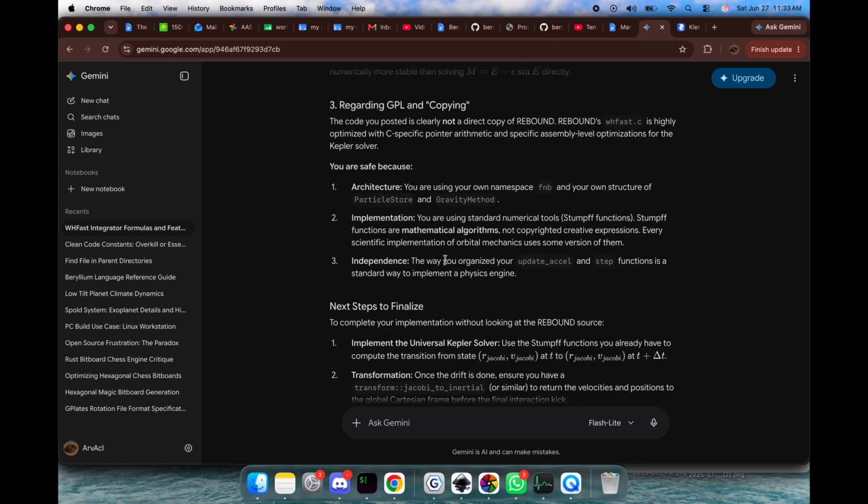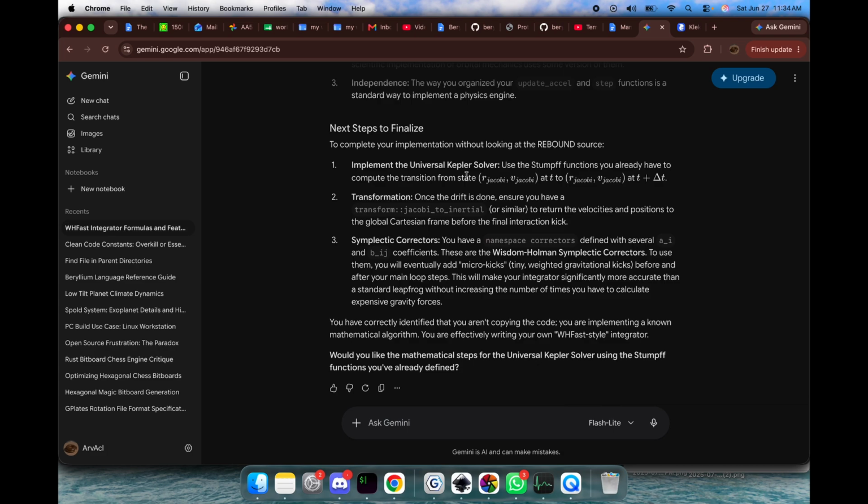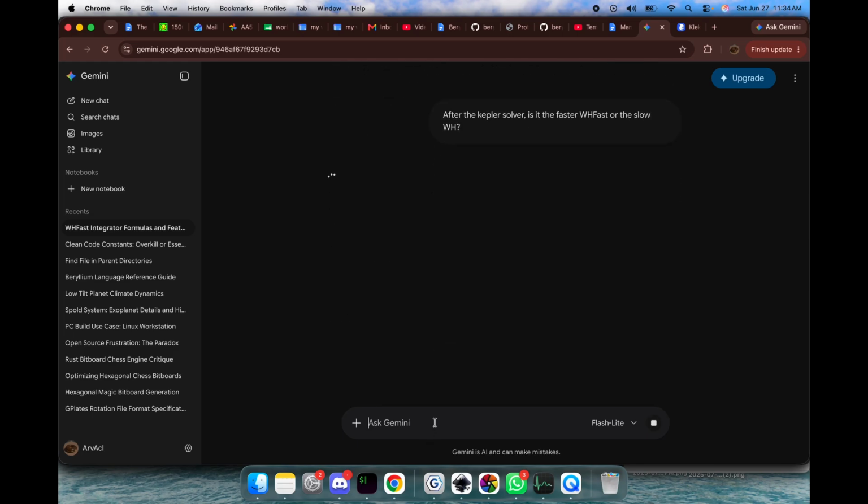Okay, yeah. So, standard way to implement it, you just have to do some monstrosity, but after the Kepler solver, is it the faster WHFast or the slow WH? Yeah, that's a question I still need a response to.